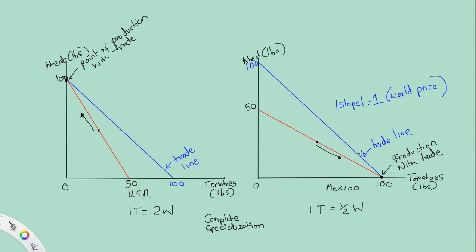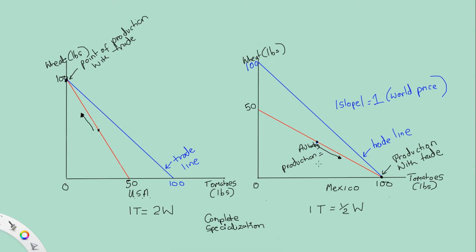without a trading partner. So if you don't have a trading partner and you're Mexico, you have to pick a point on the PPF. So let's say they pick this point. This would be the point of production and consumption in autarky, for example. So in autarky, production always equals consumption. You consume what you make.